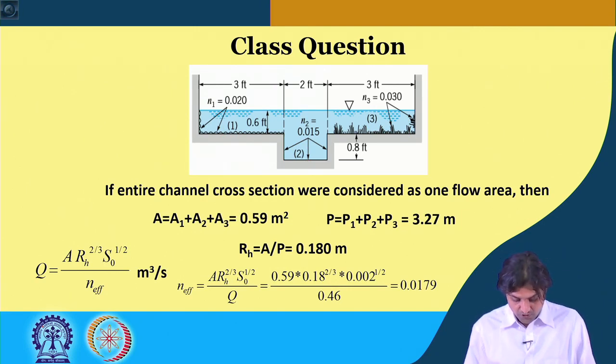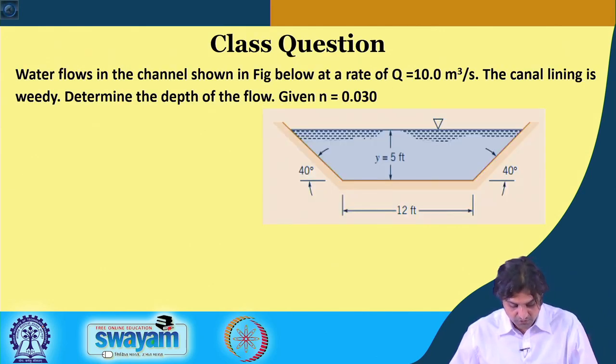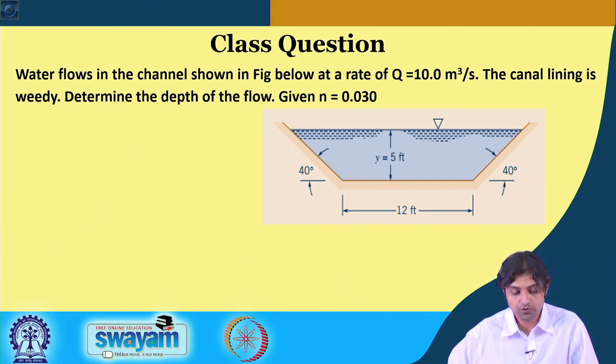With this, we will move on to the next question that will give us more practice. The question is that water flows in a channel as shown in this figure below, at the rate Q given here as 10 cubic meters per second. It says the canal lining is given and its Manning's roughness is given, as I said, most of the time it will be provided to you. Now the question is to determine the depth of the flow. It is very simple to calculate.